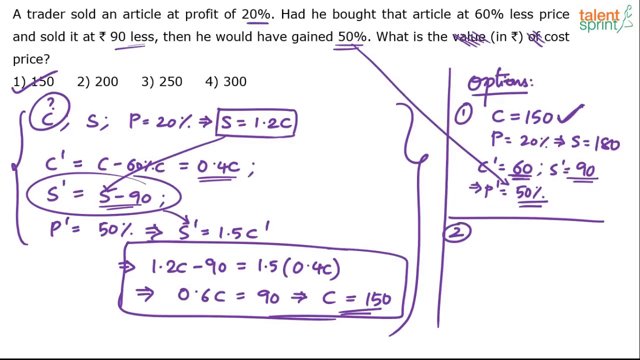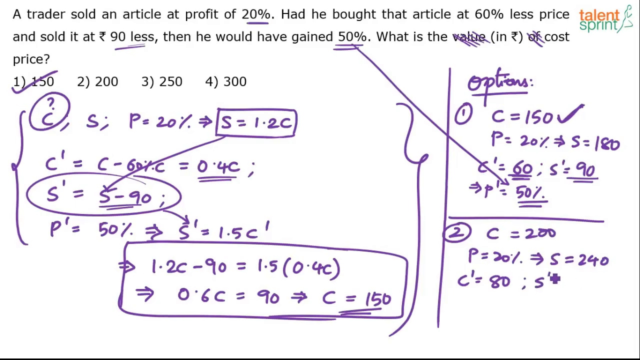Suppose I take option 2, see how option 2 will go wrong. According to option 2, cost price is 200. Now since the profit is 20%, the initial selling price will be 240. Now look at the new cost price. The new cost price is 60% less than this. 60% less of 200 will be 80. Basically 60% less means it is 40% of this value. 40% of 200 is 80.